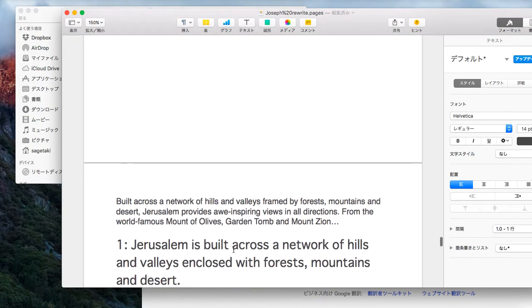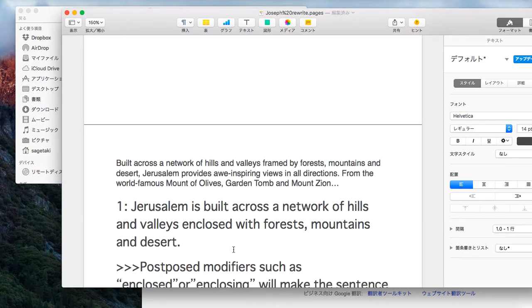Let's move on. Now we have the original text. Built across a network of hills and valleys framed by forests, mountains, and desert, Jerusalem provides awe-inspiring views in all directions. From the world famous Mount Olive's Garden, Tombs, and Mount Zion, etc. So this rewriter was very clever to chop it, to not wait until the very end of this sentence. He just chopped it into several parts at will. So let's take a look at what he has done and how I have corrected his rewrite.